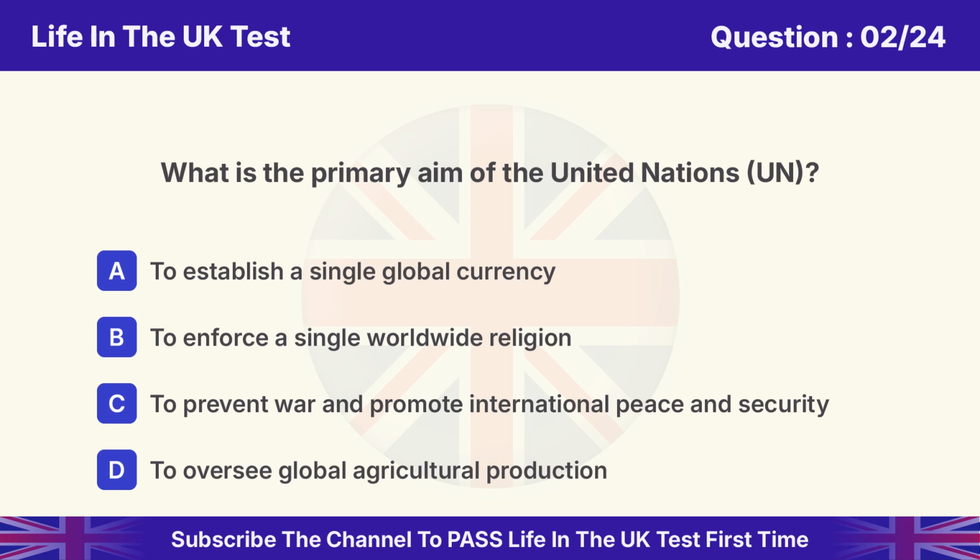Question 2. What is the primary aim of the United Nations, UN? Option A, to establish a single global currency. B, to enforce a single worldwide religion. C, to prevent war and promote international peace and security. D, to oversee global agricultural production. Answer is C, to prevent war and promote international peace and security.